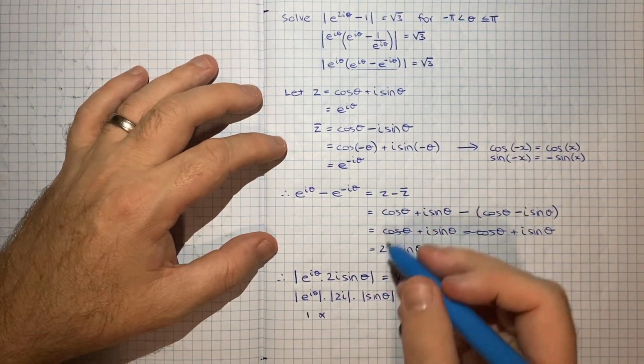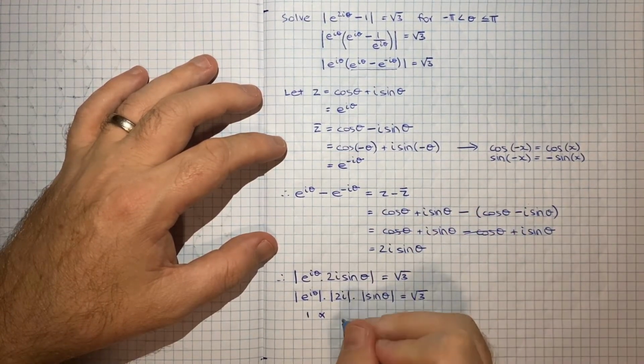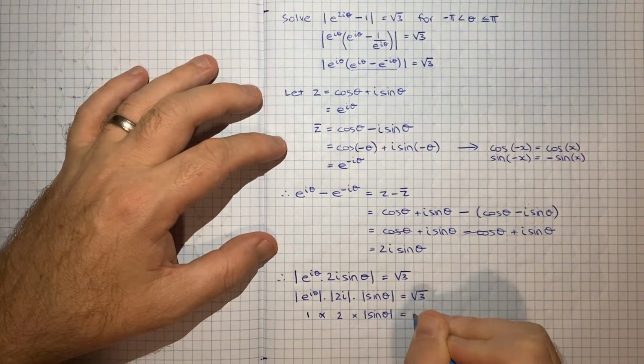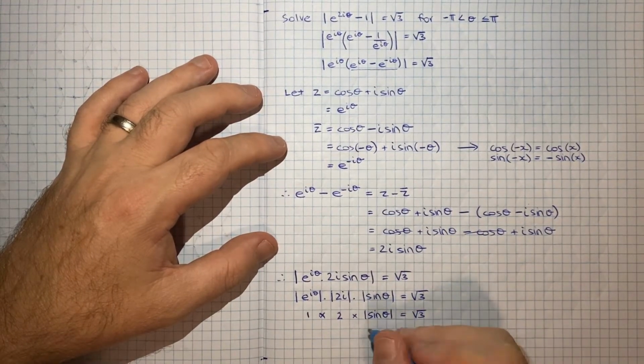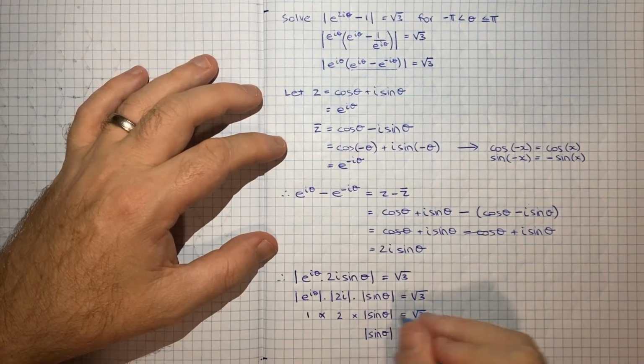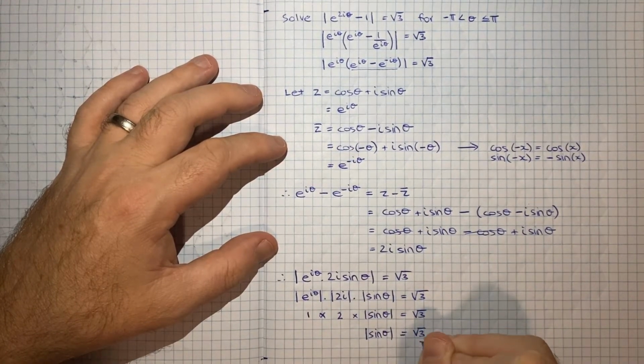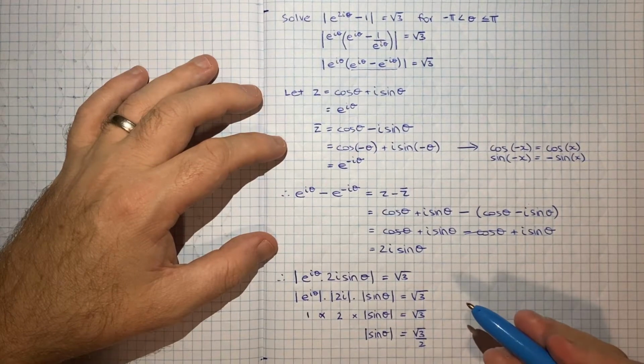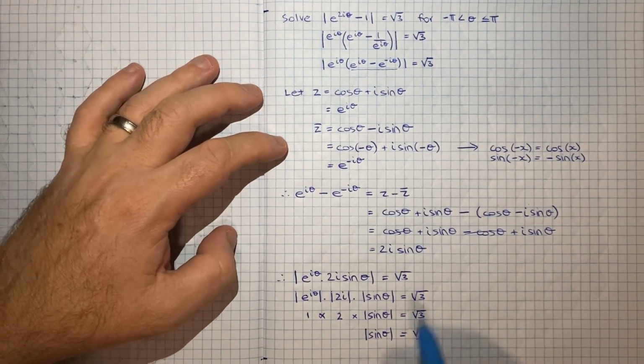The magnitude of that is just going up by 2, so that modulus is just 2, and then we're just left with the modulus of sine theta. So that's still root 3. So we can say that the modulus of sine theta is equal to root 3 on 2. And now, hopefully this result, sine theta being equal to root 3 on 2, is quite familiar.